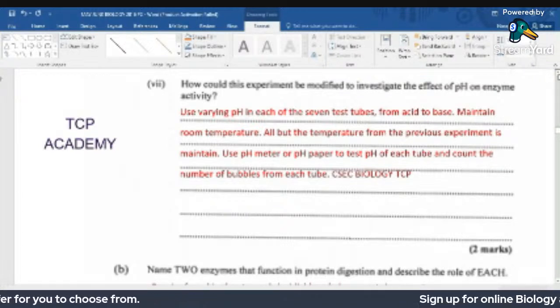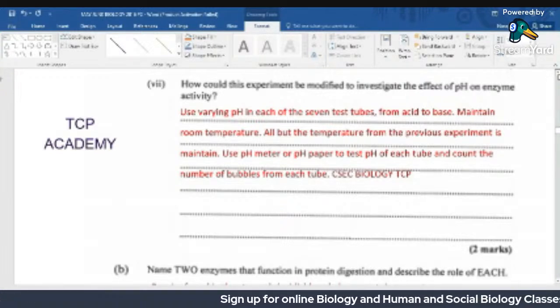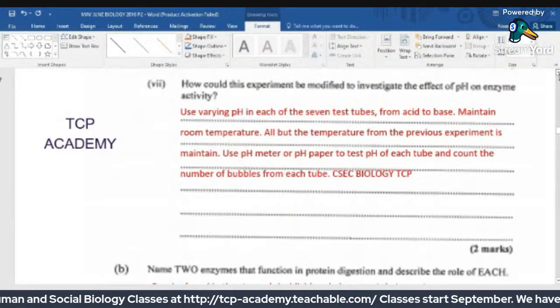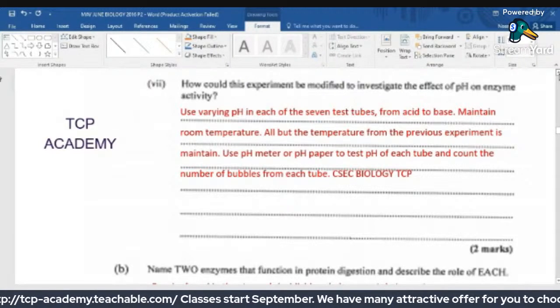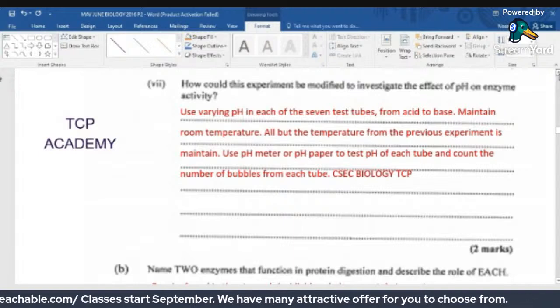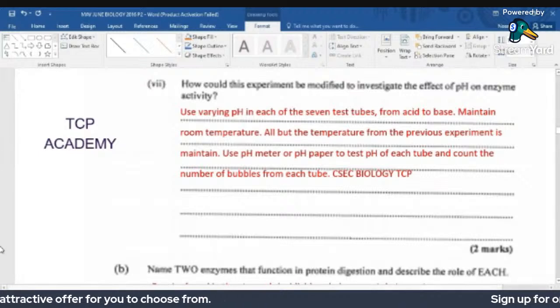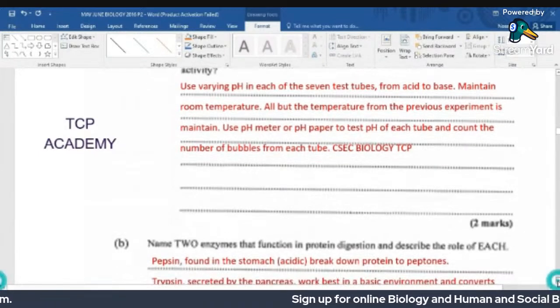Now we're supposed to name 2 enzymes that function in protein digestion, and of course describe the role of each. Now for CSEC, 3 enzymes are going to come to mind very quickly. The first is going to be pepsin. Everybody will say pepsin. The second is going to be renin. Everybody will say renin. And the third is going to be trypsin. Most persons won't remember trypsin, as you're going to find trypsin being secreted in the pancreatic juice and of course found in the small intestine.